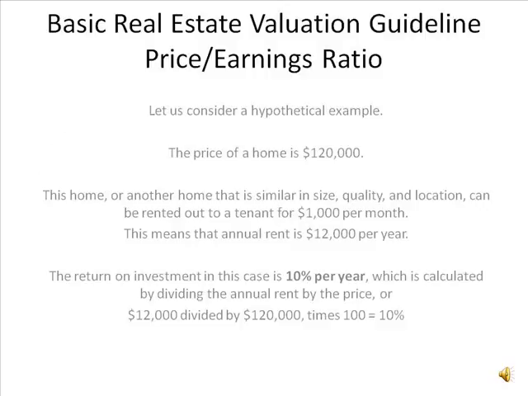Let us consider a hypothetical example. The price of a home is $120,000. This home, or another home that is similar in size, quality, and location, can be rented out to a tenant for $1,000 per month. This means that annual rent is $12,000 per year. The return on investment in this case is 10% per year, which is calculated by dividing the annual rent by the price, or $12,000 divided by $120,000 times 100 equals 10%.